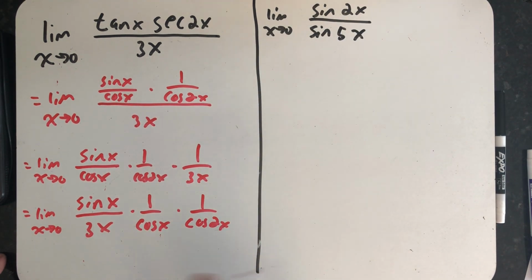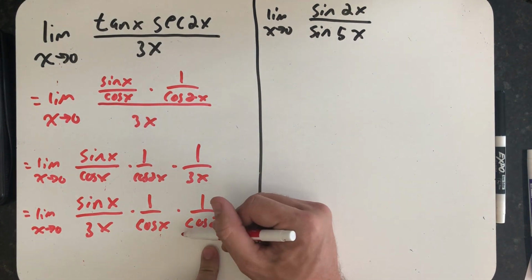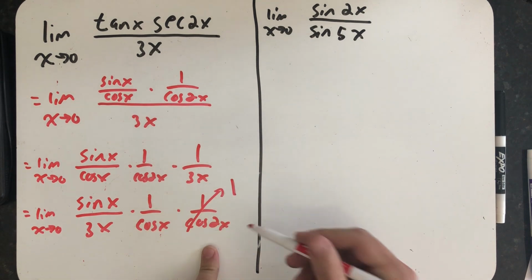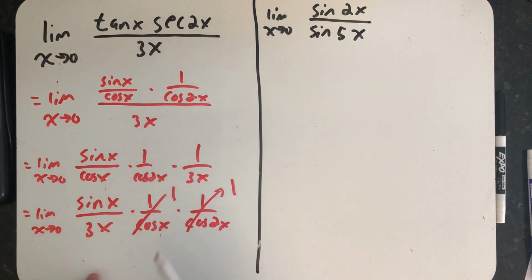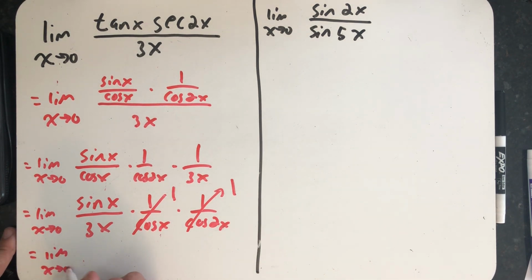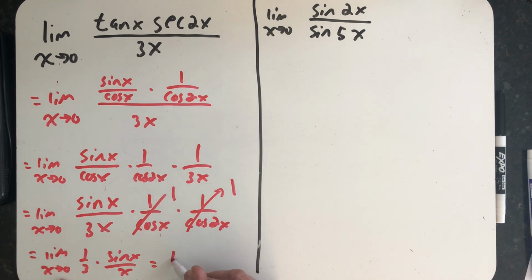All right, well, I'm going to use my product rule. The limit as x approaches 0 of 1 over cosine of 2x is 1, because the cosine of 0 is 1. Same thing here. So that leaves me the limit as x approaches 0 of 1/3 times sine x over x. The limit as x approaches 0 of sine x over x is 1. 1 times 1/3 is 1/3.